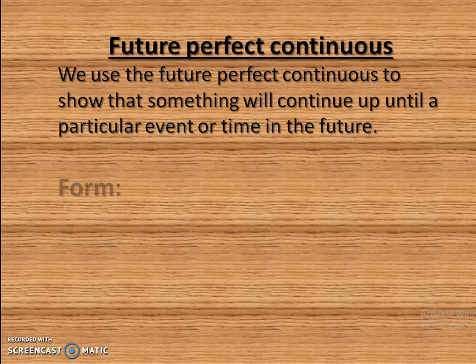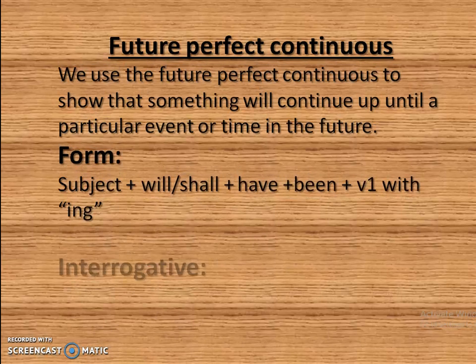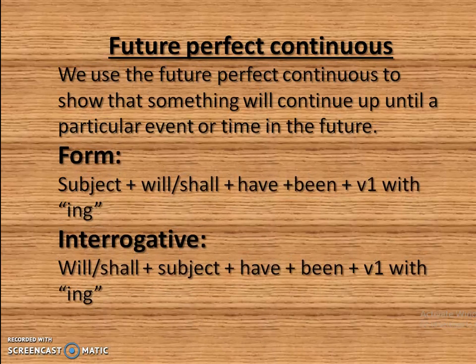Future perfect continuous tense. We use the future perfect continuous tense to show that something will continue up until a particular event or time in the future. Form: subject plus will or shall plus have plus been plus V1 with ing. Interrogative sentence form is will or shall plus subject plus have plus been plus V1 with ing.